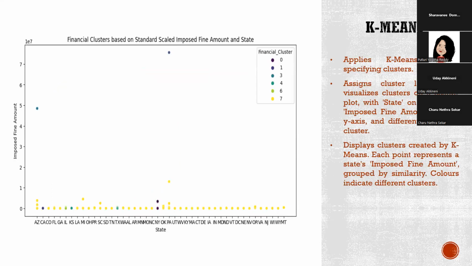Now I would like to discuss each technique and the results. For our first algorithm, we utilized k-means clustering without predefining clusters. The algorithm decides the optimal number of clusters on its own. We can see the results via the scatter plot showing imposed fine amount across states, assigning different colors to represent distinct clusters based on similarities. This technique groups states with similar fine amounts together, thus getting 8 different clusters.